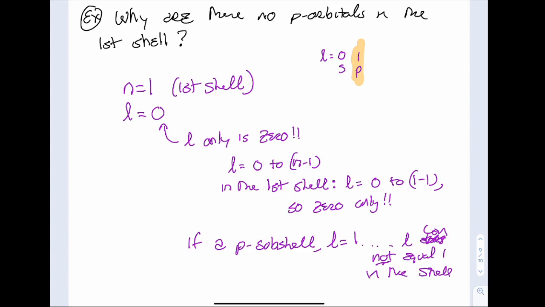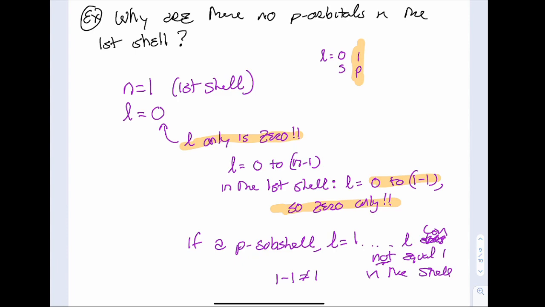If I'm in the first shell, l is only 0, because 1 minus 1 is equal to 0. So it can't possibly be equal to 1. It can only be 0. That's really just the entire answer. If I'm in the first shell, l is equal to 0. It can't equal 1, which is what it has to equal to be p, because 1 minus 1 does not equal 1. That's the answer.